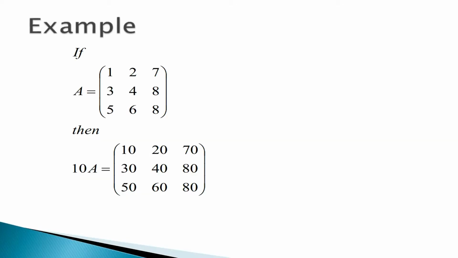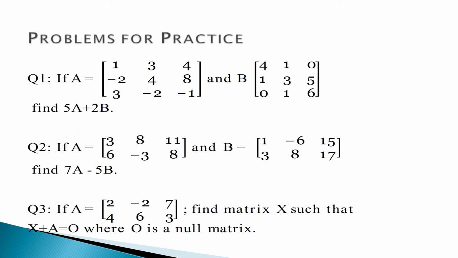Here is an example. Suppose A is a matrix containing the elements 1, 2, 7, 3, 4, 8 and 5, 6, 8. Then 10A, where 10 is a scalar and A is a matrix, becomes 10, 20, 70, 30, 40, 80, 50, 60 and 80. This is a problem given for your practice. Here, as an example, I work out one of the problems.